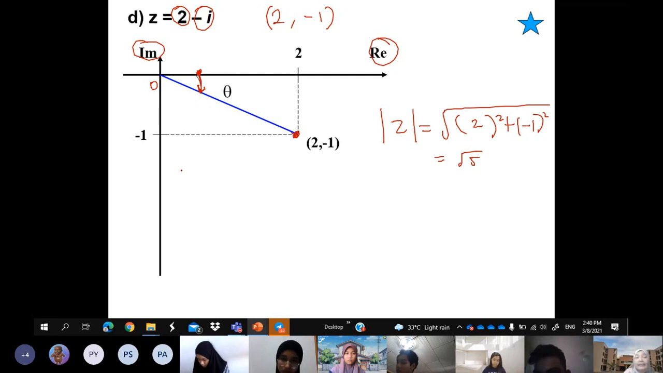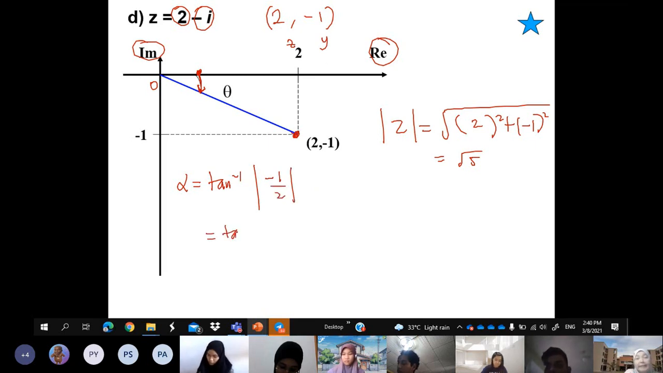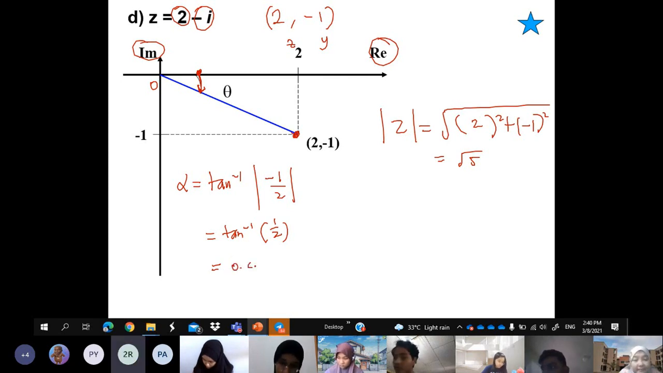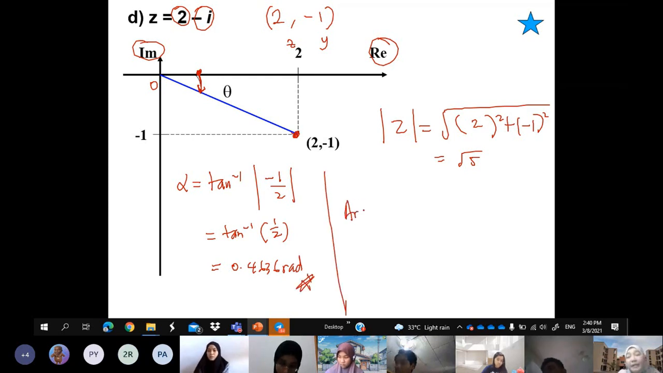So, to find theta, you need to find alpha. Alpha is tan inverse of y over x, negative 1 over 2. When you use the calculator, make sure it is in positive form. Please give me the answer for tan inverse of 1 over 2, please. Understand? 0.4636. Okay, settled.